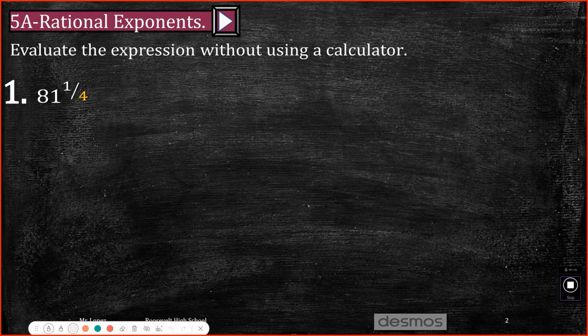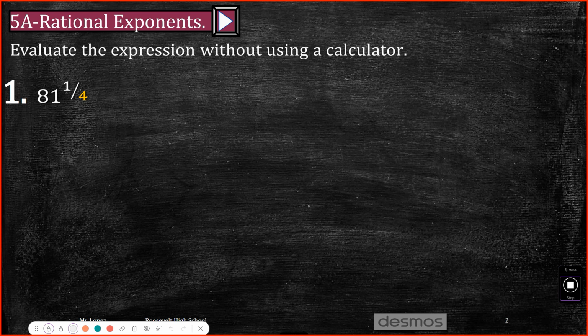All right, lesson 5A, rational exponents. Evaluate the expression without using a calculator. So problem 1, what is 81 to the 1/4 power? These are called fractional exponents, but they call it rational. All right, so here's how we do it without a calculator.